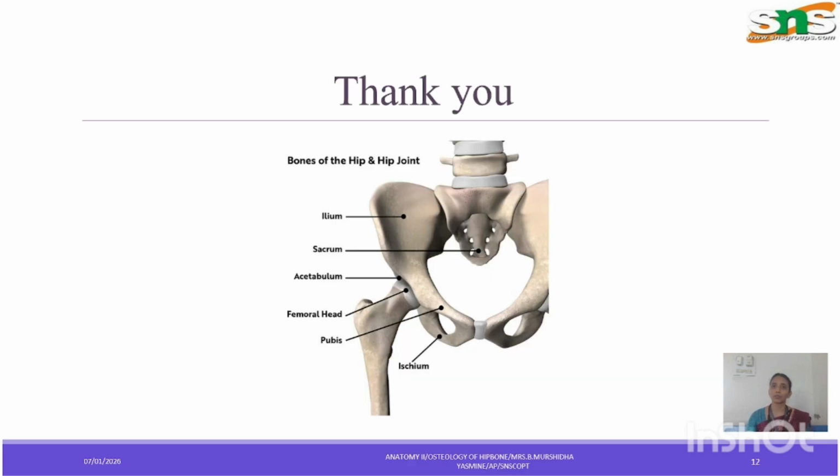Hope you all understood the osteology of the hip bone and its basics clearly.